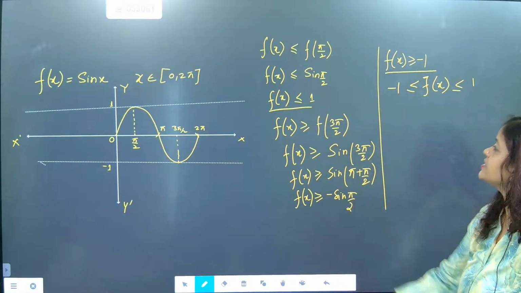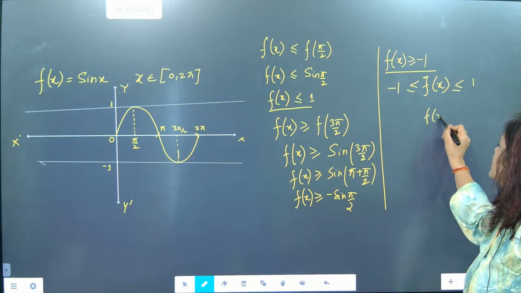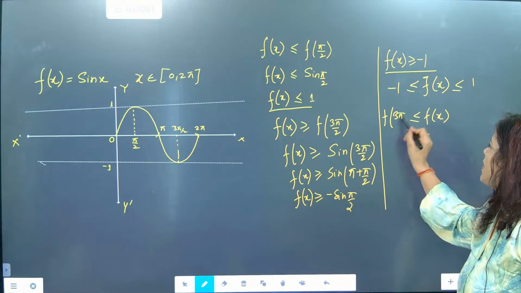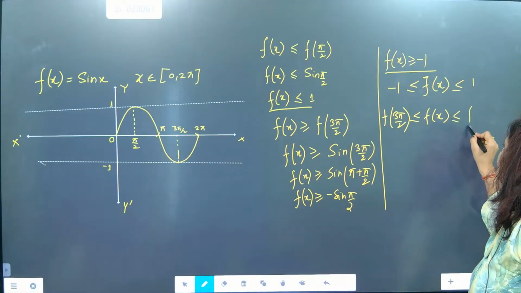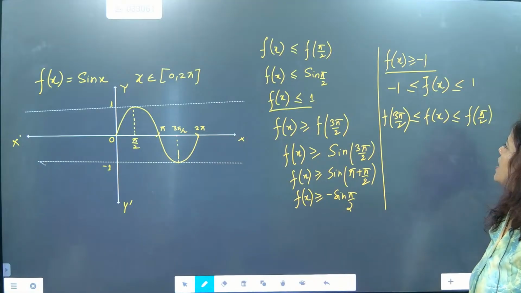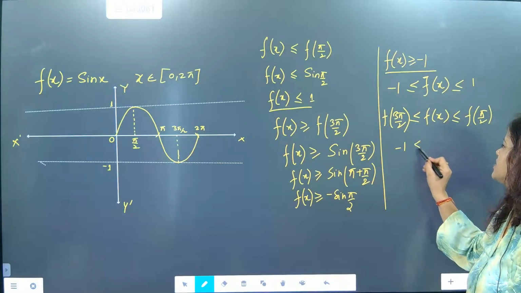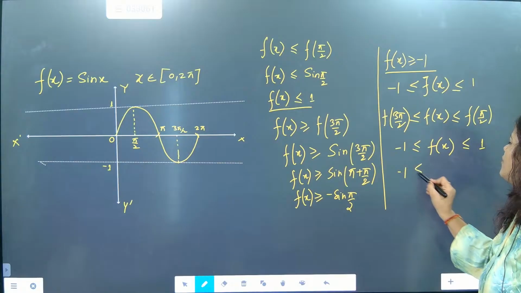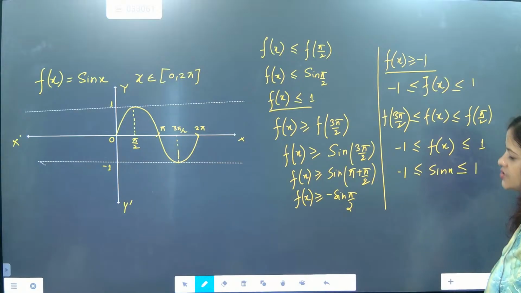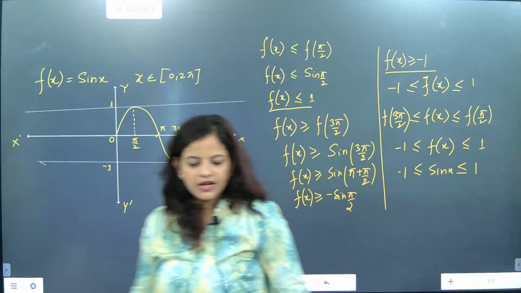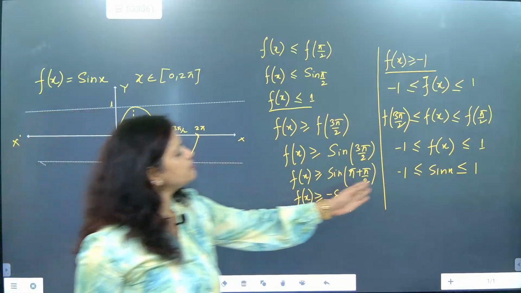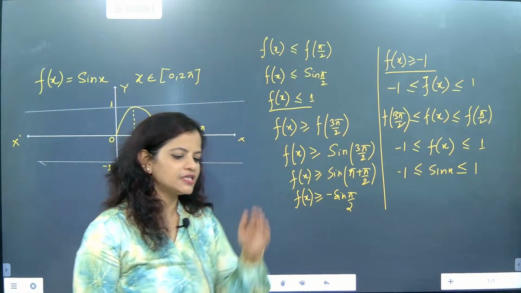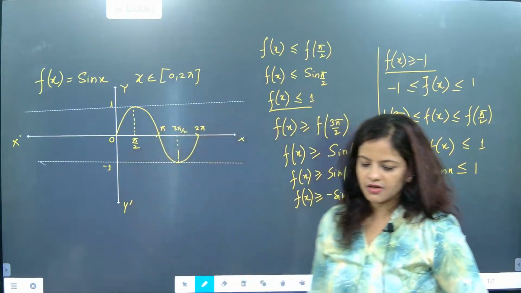When we draw this conclusion, we can say this is f of 3 pi by 2 and this one is f of pi by 2. And beta, f of 3 pi by 2, what value came? Minus 1. And this one is coming as 1. And if we remove f of x, it is coming as what, beta? Sin x. So what is the minimum of sin x? Minus 1. What is the maximum of sin x? Plus 1. That's it. Close the chapter.